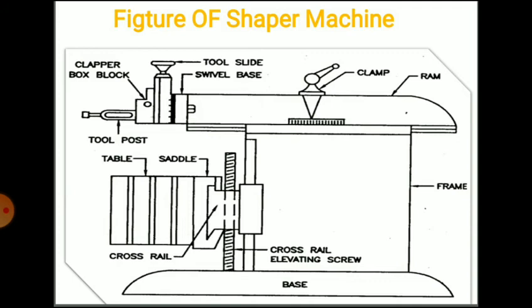So this is another diagram of the horizontal shaper. You can see there is a base, then there is a column, there is a table. On the top of the column, there is a ram which reciprocates in horizontal direction, and at the end of the ram, there is a tool head on which the tool is mounted.